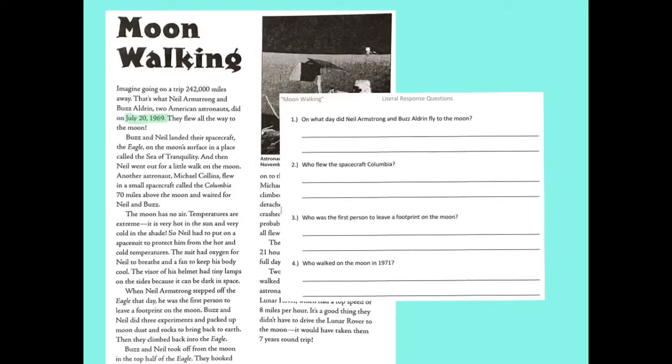So let's start with the answer to that by restating the question and then putting the answer in the form of a complete sentence. So we can say Neil Armstrong and Buzz Aldrin flew, notice the change in verb tense, to the moon on, and here comes my answer, July 20th, 1969.